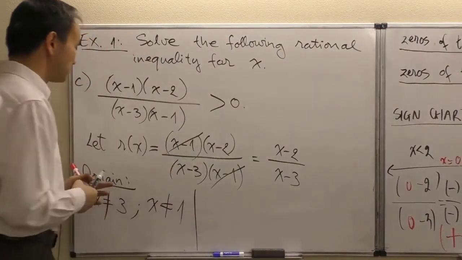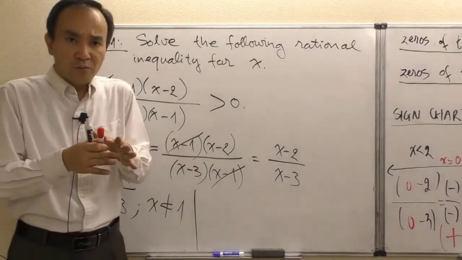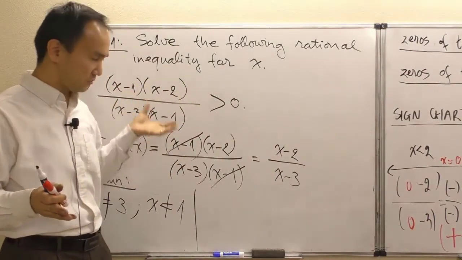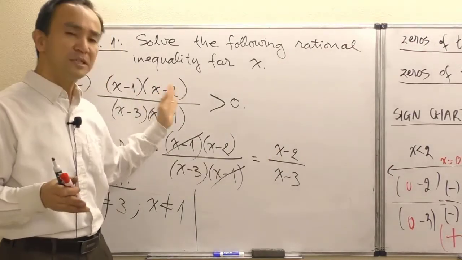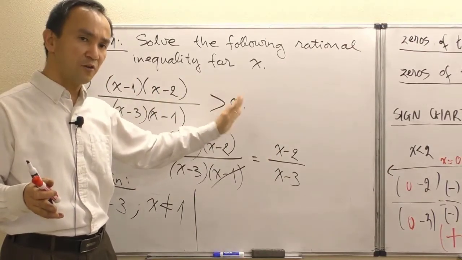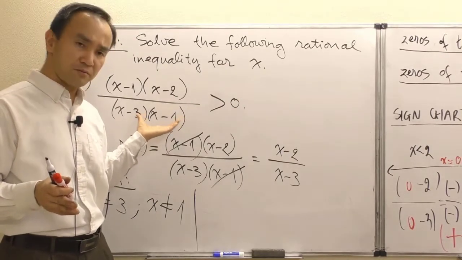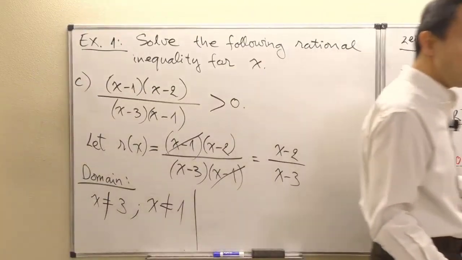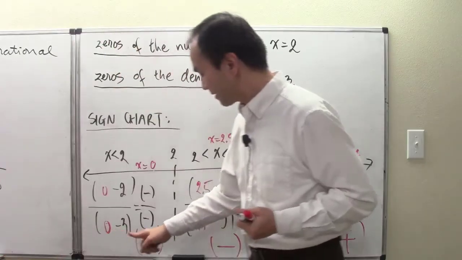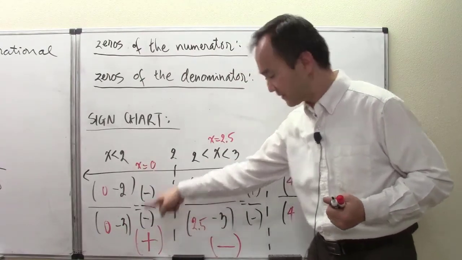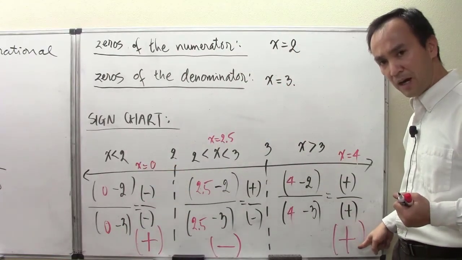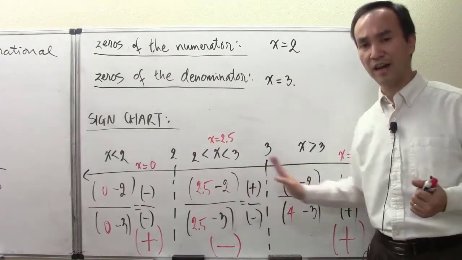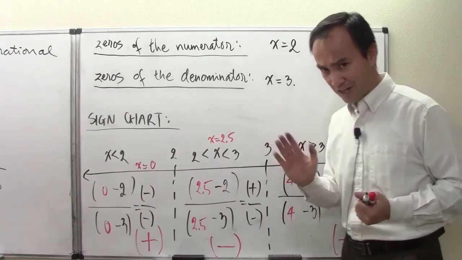Now we just need to look for which interval or intervals make this rational function eventually simplify to be positive. We want to find which intervals make this rational function positive, plus sign. This interval is making it positive, and this interval is making it positive. So we have two intervals making it positive. Let's record our result there.